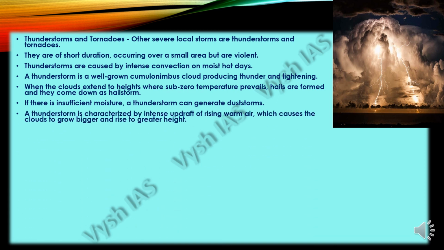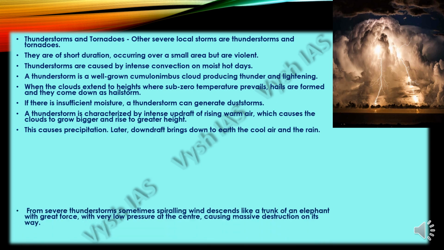If there is insufficient moisture, a thunderstorm can degenerate into a dust storm, if there is very little water content in the air. A thunderstorm is mainly characterized by intense updraft of rising warm air which will move upwards towards the sky. This will cause the clouds to grow bigger in size, and rise to greater height because this warm air will push them upwards. This causes precipitation or rainfall. Later, the downdraft will bring down to the earth cool air and rain.